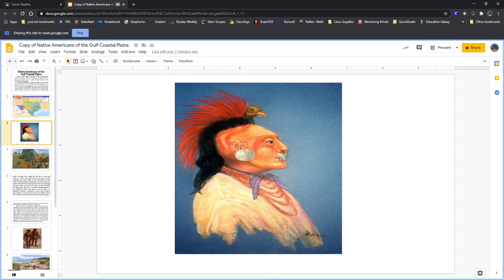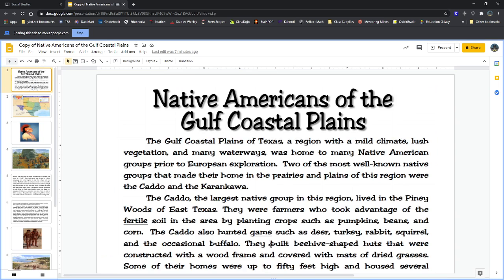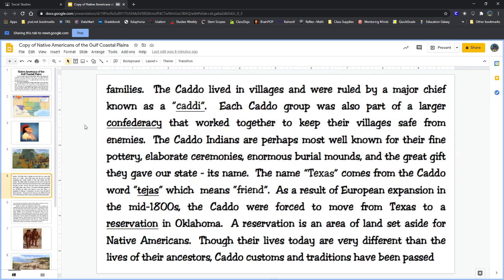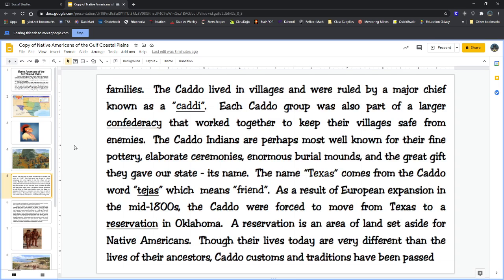They give us a picture to go along with it, and they even show us a picture of what their houses would look like. Like they said, they were shaped like a beehive, and some of them were 50 feet high. We can see an example of that in the background, one of the really, really high ones. So they housed several families.